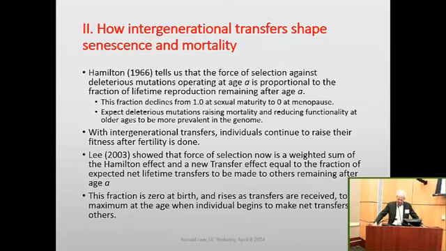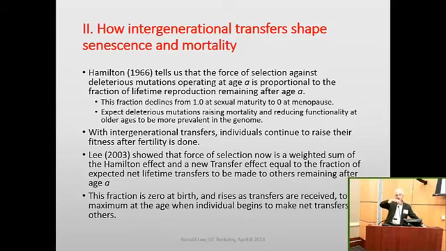So Hamilton argued in his classic 1966 article that the force of selection against deleterious mutations that affect mortality at a given age will be proportional to the share of lifetime reproduction that remains after that age, survival weighted, and so on. Well, this share of remaining lifetime reproduction will be at its highest point up until sexual maturity, say for a human, maybe at 15 or something like that.